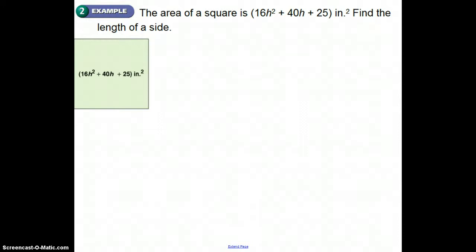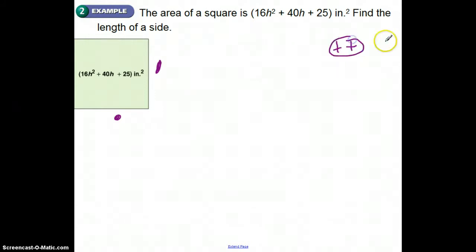Oh, now this is a really good one. It says that the area of the square is 16h squared plus 40h plus 25. Find the length of the sides. Now we also know that if we're doing this, if it's a square, these two sides have to be the same. So when we factor this, we should have two sets of parentheses that are identical. So let's take a look like we were talking about before and start to factor, just like we've been doing.